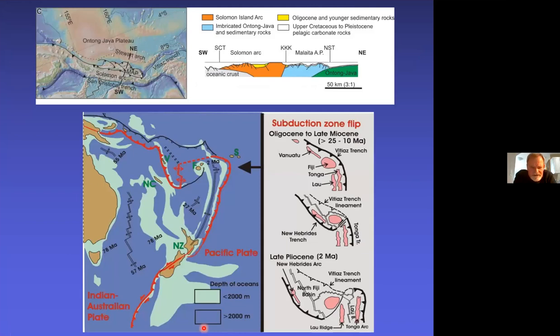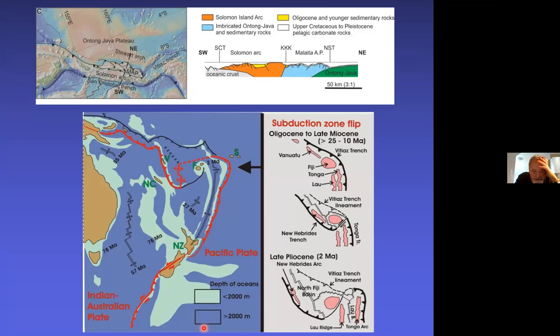This is another example here, of the Bismarck collision with Australia in Papua New Guinea. We originally had a collision to the north with the Ontong Java Oceanic Plateau. It was too buoyant to go down, and it drove the setup of another subduction zone to the south, which is now north dipping. So here we had a polarity reversal. As you can see, this north-dipping subduction zone goes all the way to the south, where now the northern tip of the Lord Howe Rise is entering the subduction zone.